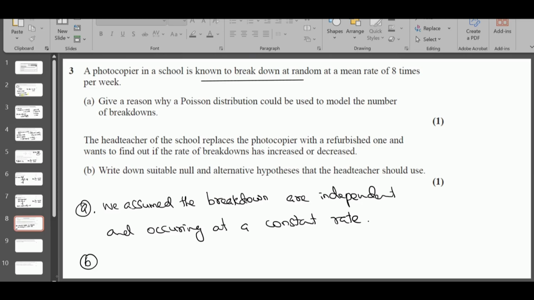The head teacher of the school replaces the photocopier with a refurbished one and wants to find out if the rate of the breakdown has increased or decreased. Write down the suitable null and alternative hypotheses. Null hypothesis is P is equal to, they say 8 times, right? It's not P, it's Poisson distribution. So lambda is 8. Alternative hypothesis, lambda: they say increase or decrease, so it's a two-tailed test, not equal to 8.